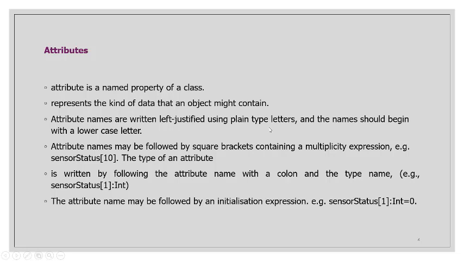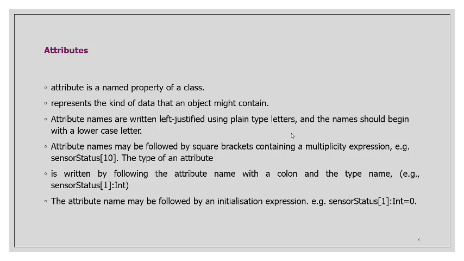Type means what the types of those attributes are. Suppose we say x is a variable: it is integer type or float type or string type, etc. This type should also be available in the attribute. An initial value and constraints may also be available in class attributes.